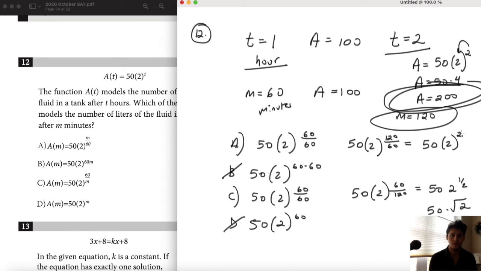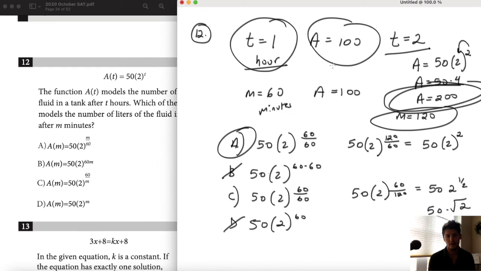All you got to do is make your exponents reasonable numbers that you can calculate reasonable values for. In this case, in 1 hour, the fluid volume is 100. When t is 2, the fluid volume is 200. And then you have, of course, 1 hour is 60 minutes, and 2 hours is 120 minutes. Cool.